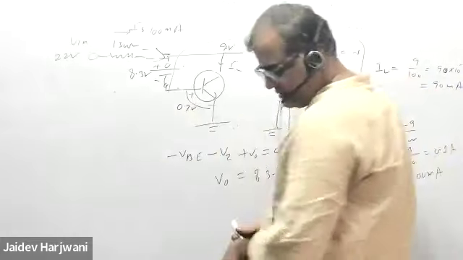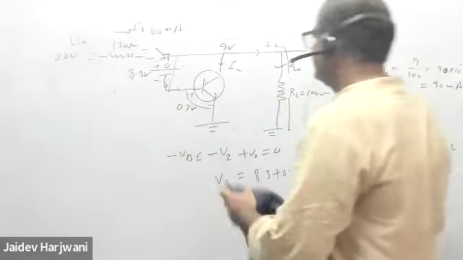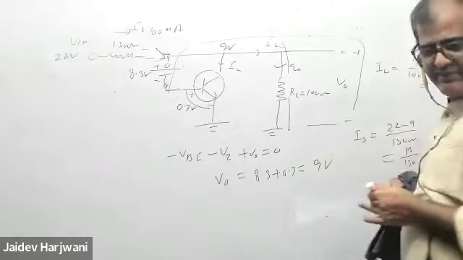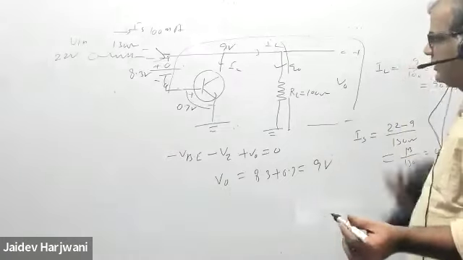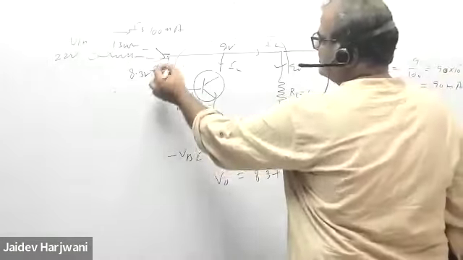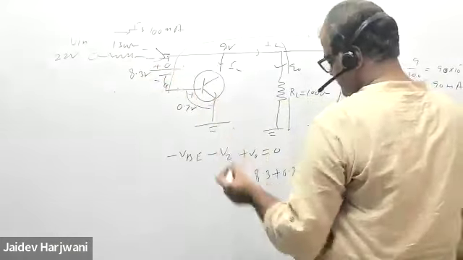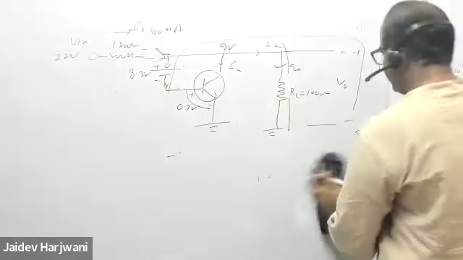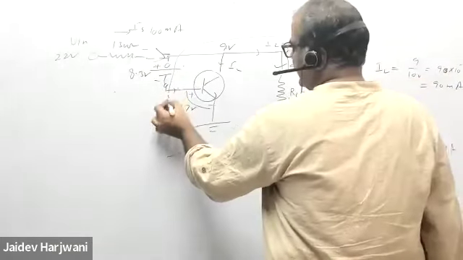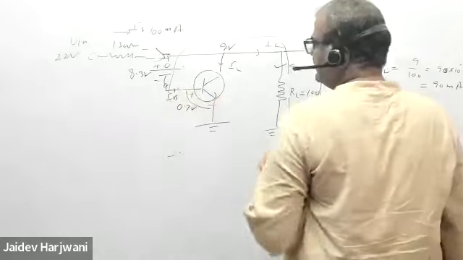Sir, here the IZ will be equal to IB, right? Yes, and IB is very small, so we can neglect it. Beta is not given in the question. Because this current is IB, which is generally very less, I can neglect this current.